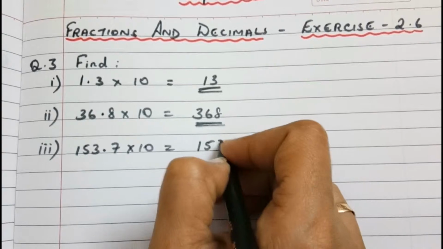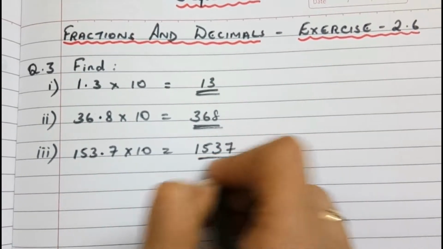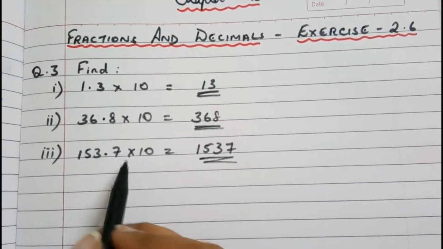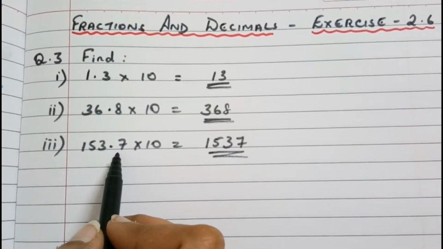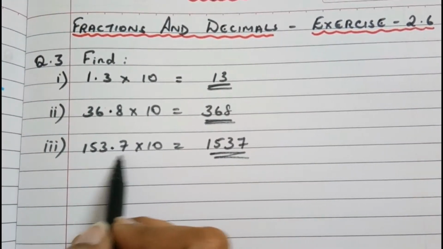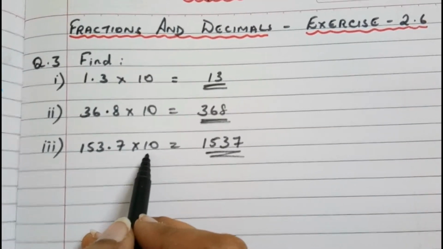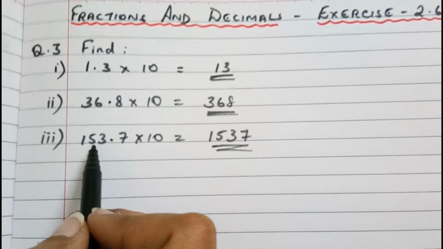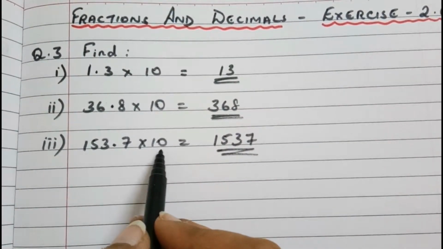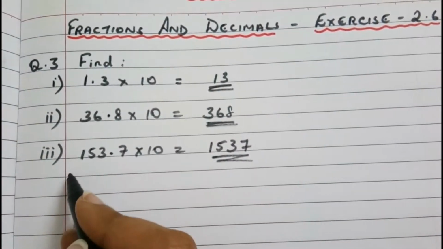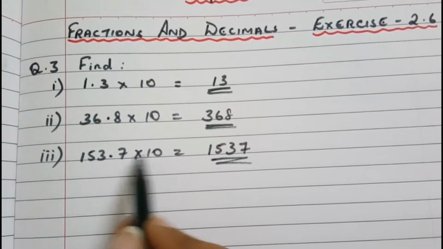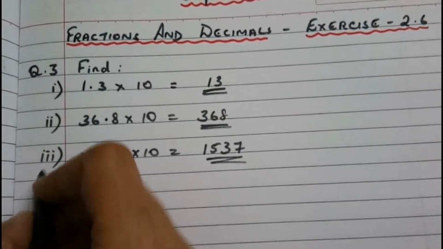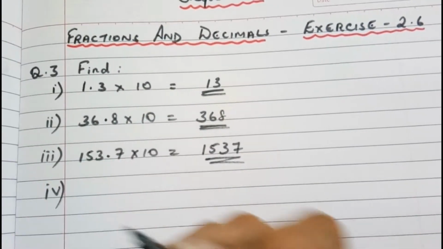Here also 1537 is the answer. It's just that, see, very simple, how many numbers are here after the decimal point and how many zeros are there. So if there is only one number, that one number gets shifted. If there is only 1 zero, one number; if there are 2 zeros, 2 numbers get shifted, and if there is only 1 number and 2 zeros, 1 zero will be added more. We'll do more sums to make it clear.